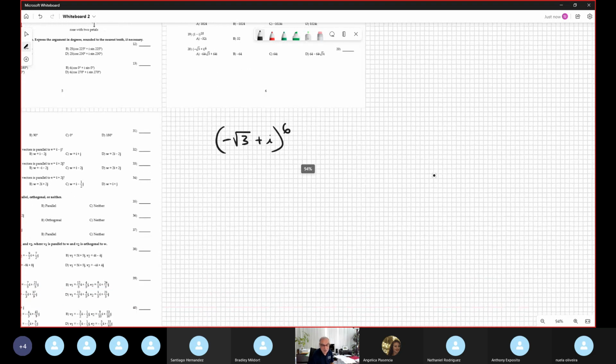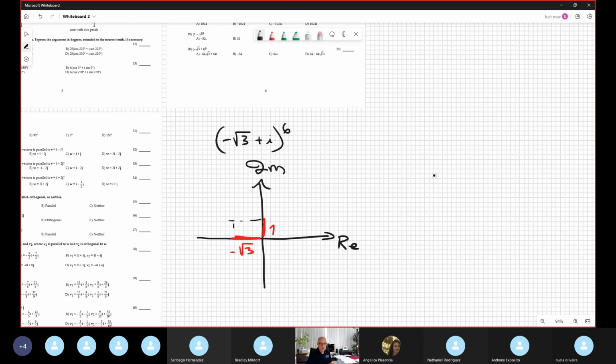This is my famous complex plane. This is the real axis, the imaginary axis. The real part is negative, suppose this is negative radical 3. But the imaginary part is positive. Therefore, my complex number lies in the second quadrant. My angle is this, theta.